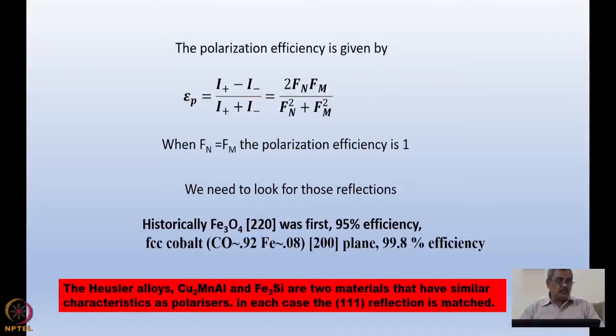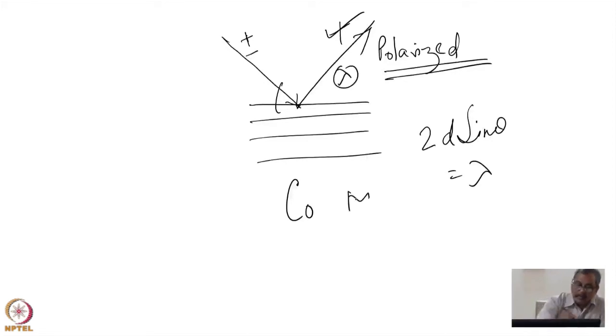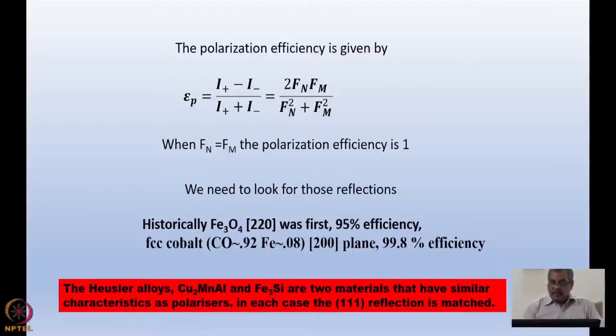So here, we not only choose the polarization depending on the Bragg angle, we also choose the lambda. So it monochromatizes. So this monochromatizes, plus polarizer. So Heusler alloy is used in one of the magnetic neutron diffractometers at Dhruva. So this is about crystal polarizers, where the monochromatization as well as polarization takes place.